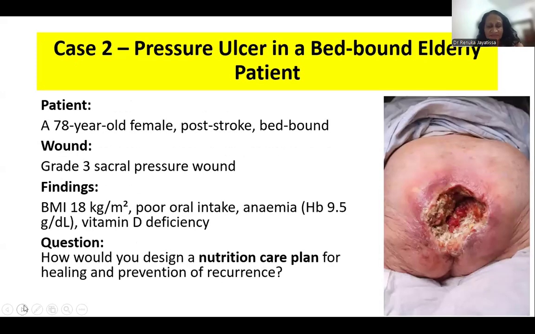Next slide, please. So the second case is a pressure ulcer in a bed-bound elderly patient. This is a 78-year-old female, post-stroke, bed-bound, with a grade 3 sacral pressure wound, BMI of 18, anemic with HB 9.5, and having vitamin D deficiency. What is the kind of nutrition care plan that you are looking for, for healing and prevention of recurrence? Someone tell me, very much in a nutshell, how do you manage this patient?